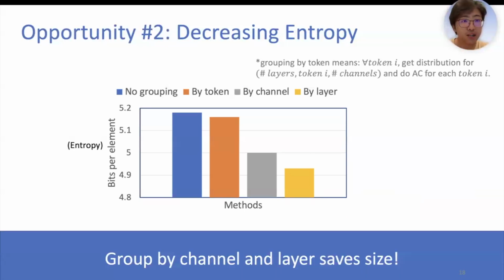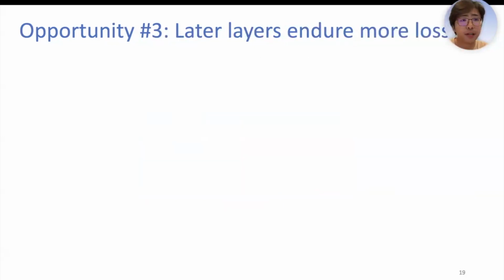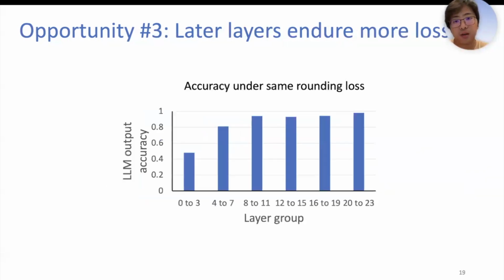So what CacheGen does is we end up grouping by channel and layer at the same time, and this saves us some more size. So opportunity number 3 is that later layers can endure more loss.